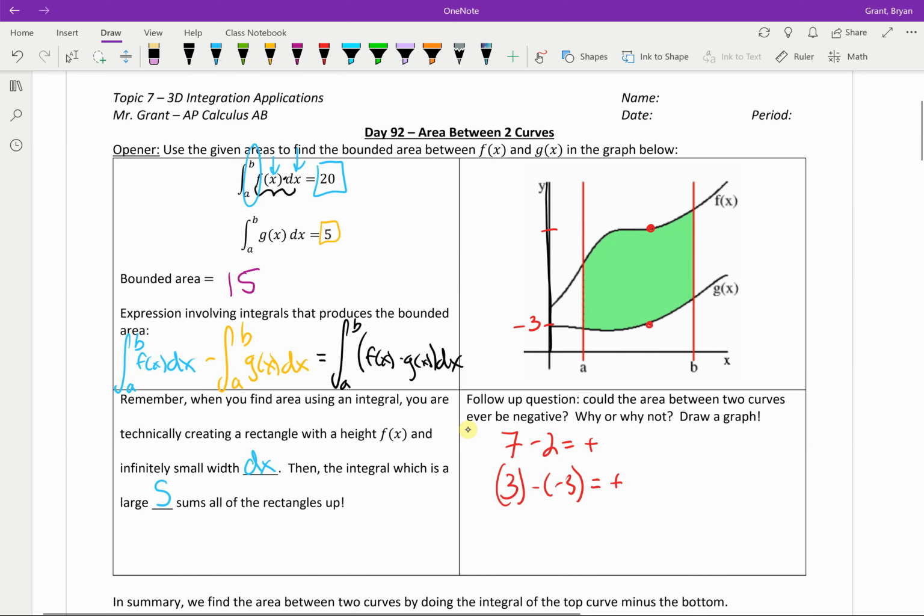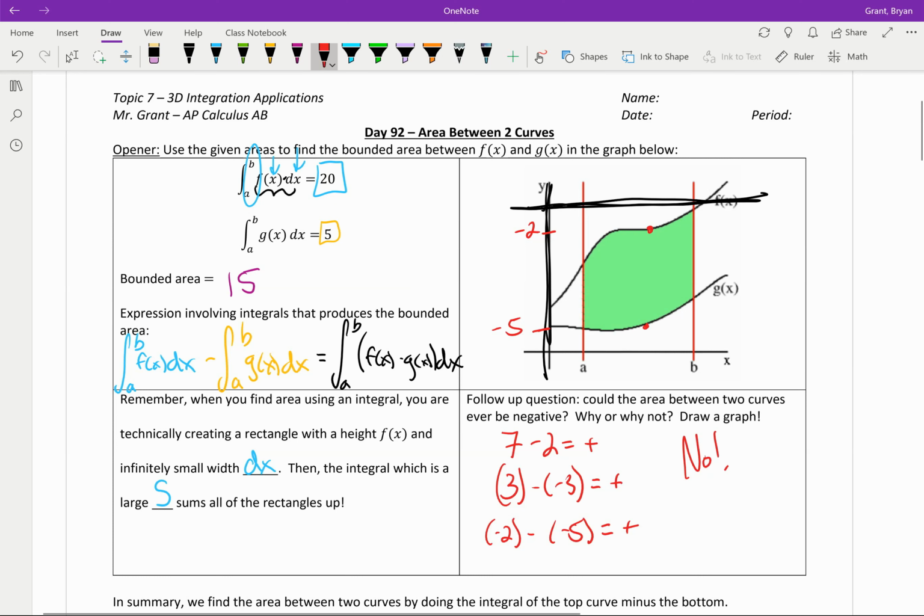What if our x-axis shifts again? And now instead of it being in the middle, let's make everything negative, and let's put the x-axis way up here. Okay, here's my x, here's my y, and now we have a y value of something like -2 and a y value of something like -5. And if I do the top minus the bottom, is it still positive? Oh yeah, -2 plus 5, that is still positive. So yes, right? Would the area between two curves ever be negative? Or I guess I should probably say no here. The area will always be positive.